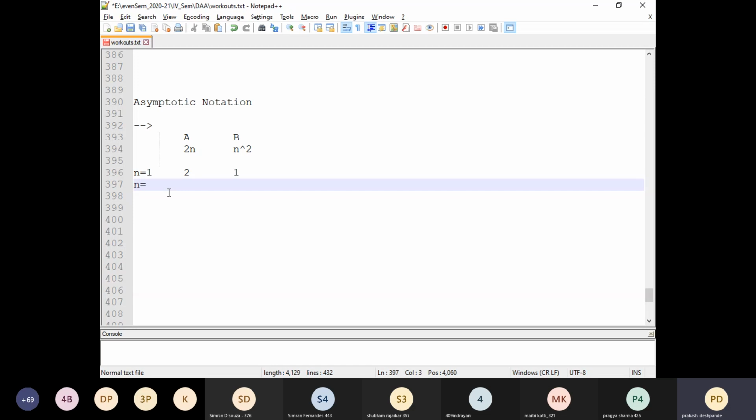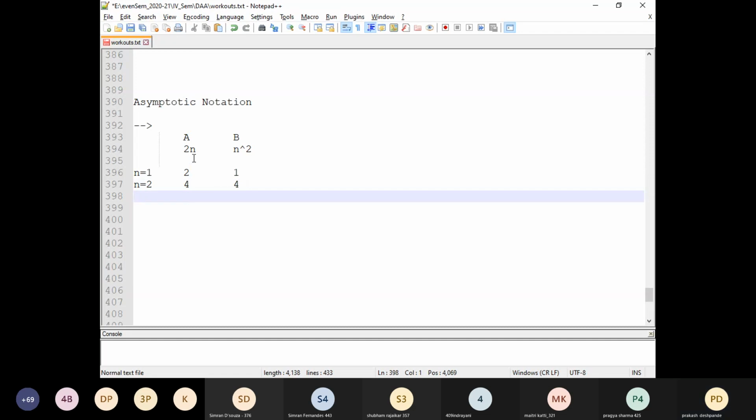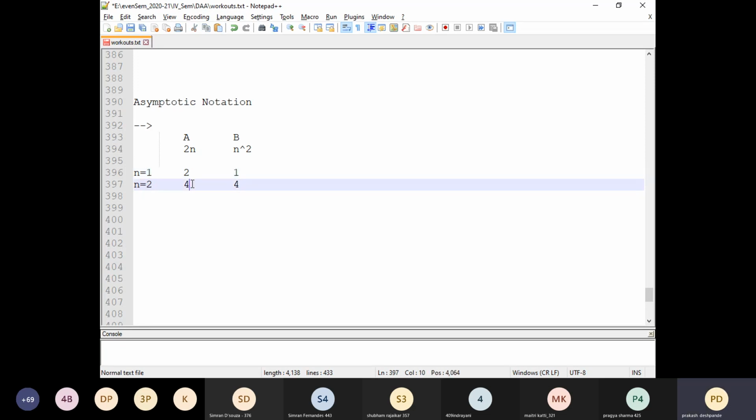Now consider n value as 2. When n becomes 2, what will be the time complexity of algorithm A? 2 into 2, that is 4. And what about the time complexity of B? It is 2 raised to 2, that is 2 into 2, which is again 4. Looking at these two examples, when n was 1, algorithm A was taking 2 minutes whereas algorithm B was taking 1 minute. When n became 2, assuming the time complexity is in minutes, both were taking 4 minutes.